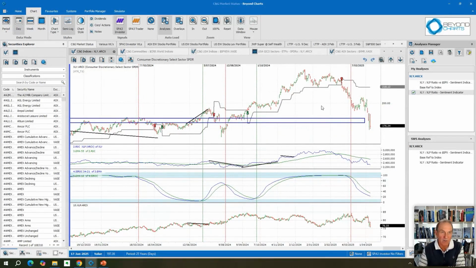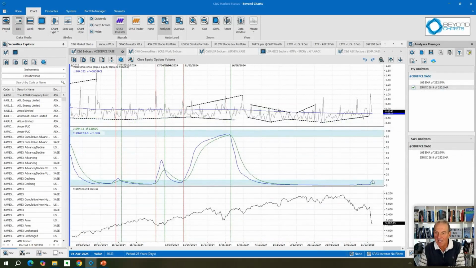Discretionary is underperforming staples, which is risk-off. We're now seeing the put call ratio starting to rise here, so the relative strength shows weakness. The 250-day moving average of the put call ratio is starting to rise a bit, and we're starting to see the equity.